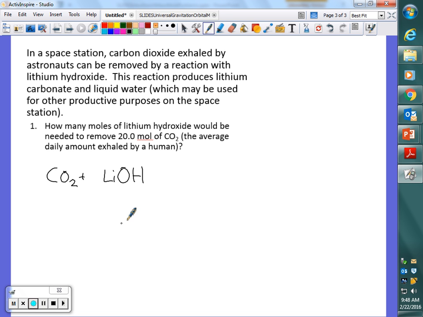And it says this reaction produces what? Lithium carbonate, so that's one of our products. Here's lithium carbonate. And what else? H2O. So there's our equation. Is it balanced? It is not balanced.